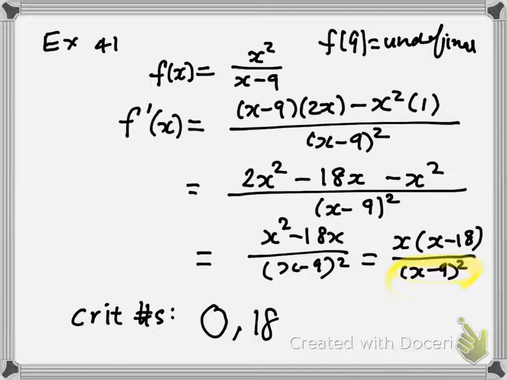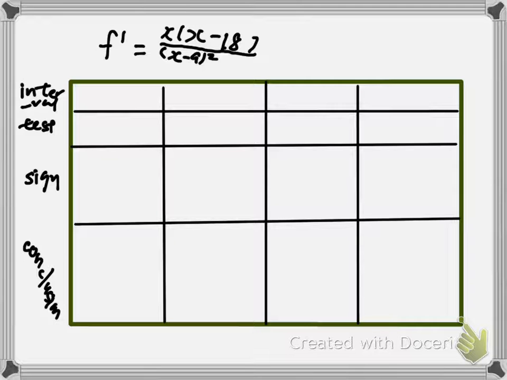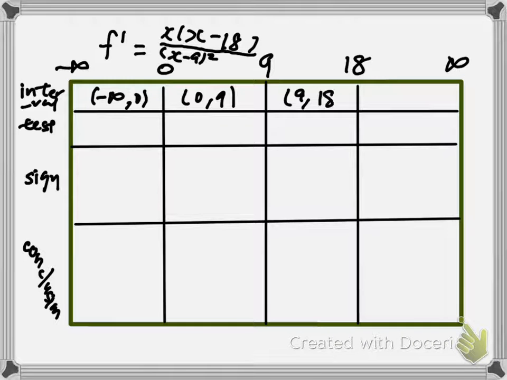So let me take another blank page to fill in the table. Let me first draw the table. This is my table. And I drew f prime on the top so I can calculate the values that I pick. So remember what our critical numbers are: 0, 18, and 9. We have to put them in order. If you don't put them in order, the intervals will not make sense. For example, if you try to do an interval that goes 18 to 9, it's not going to make sense. It has to go from 9 to 18.